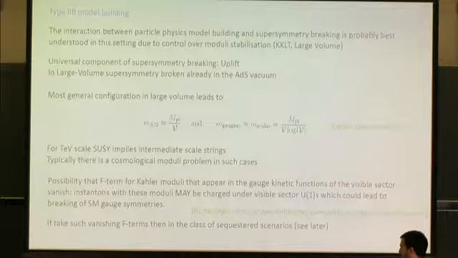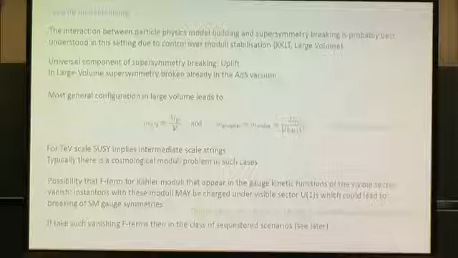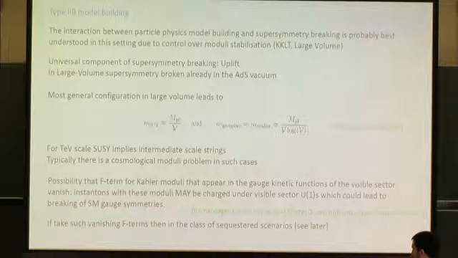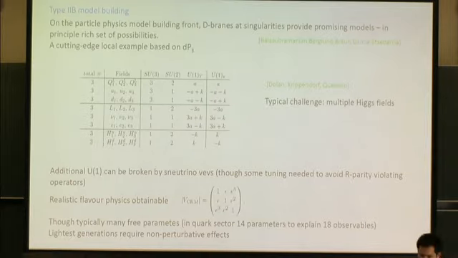And in the case where the F term vanishes for the Kähler moduli that appear in the gauge kinetic function for the visible sector, then such a scenario is called a so-called sequestered scenario, and I'll come back to that in a couple of slides. So if you like, this is the generic scenario, this is a sequestered scenario. So what about the model building?